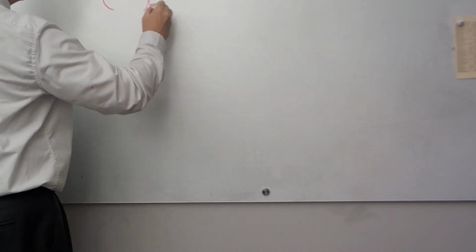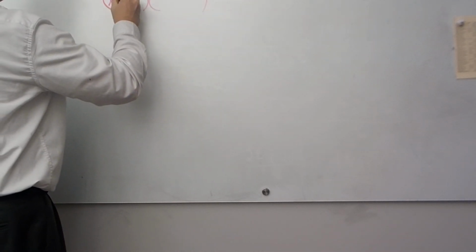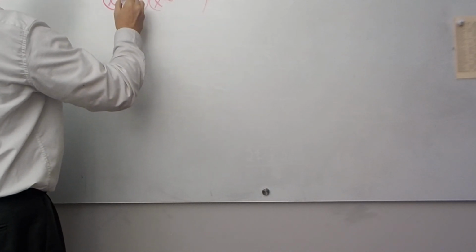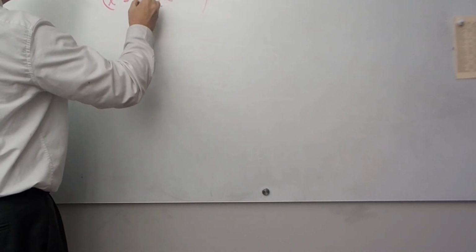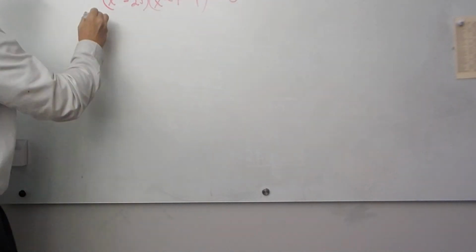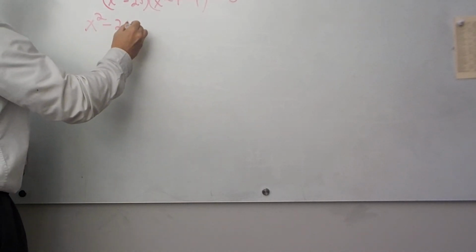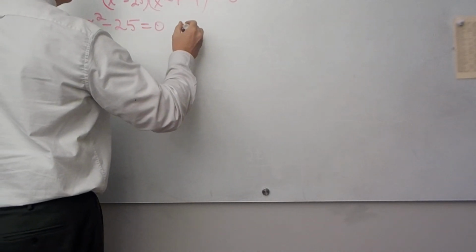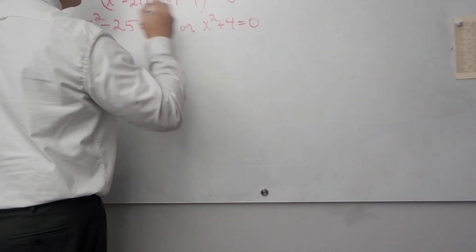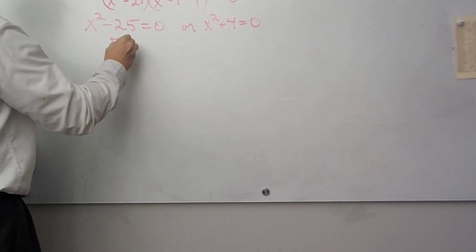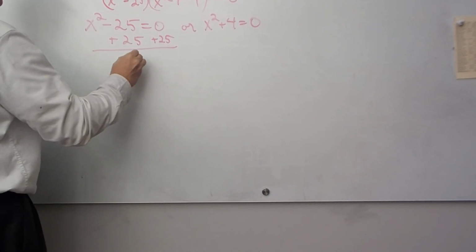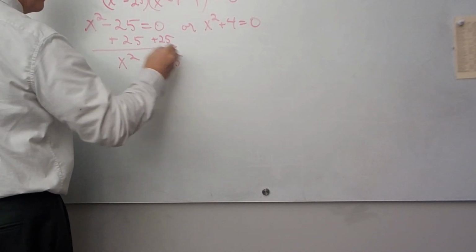One way of factoring this, now these aren't linear factors, is what multiplies to 100 and adds to negative 21. That would be negative 25 and positive 4. We set that equal to 0 to find the zeros. x squared minus 25 equals 0, or x squared plus 4 equals 0. When I add 25 to both sides here, I've got x squared equaling 25.